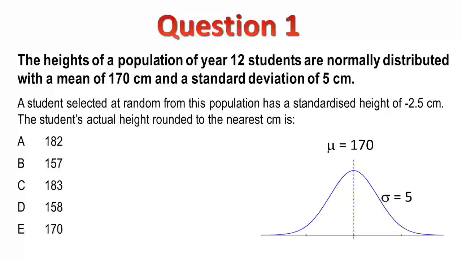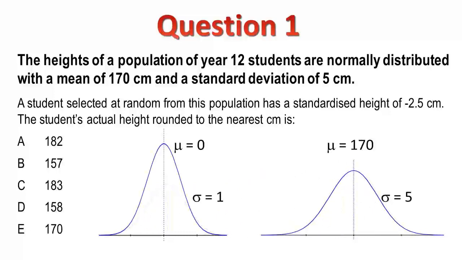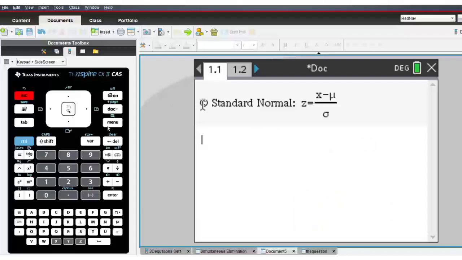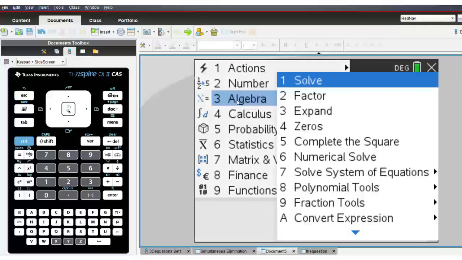To understand what that figure means, let's have a look at the standard normal distribution. The standardised value of negative 2.5 sits about there on our standard normal distribution. The question wants to know, where is it on our distribution? To calculate this value, we use the formula z equals x minus mu over sigma. It's a relatively trivial use of our solve command, but let's go ahead.